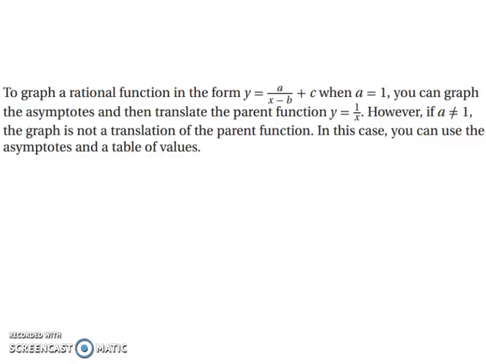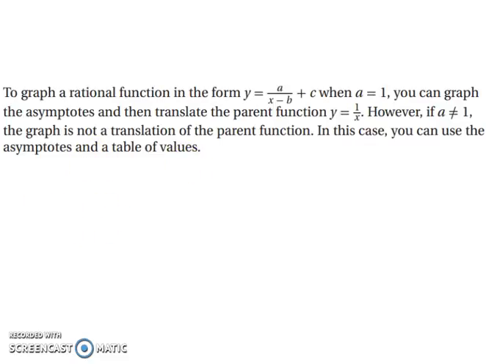To graph a rational function in the form y equals a divided by the quantity x minus b, plus c, when a equals 1, you can graph the asymptotes and then translate the parent function y equals 1 over x. However, if a does not equal 1, meaning your numerator is something other than 1, the graph is not a translation of the parent function. So when the numerator is not 1, you're going to have to make a table of values, plot your points, and then draw in what you need.